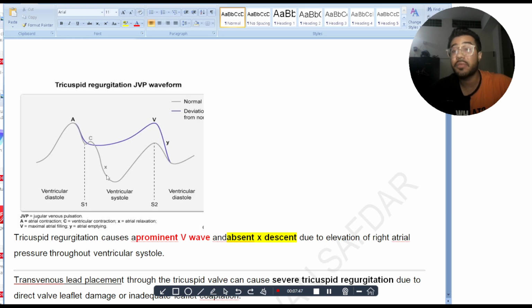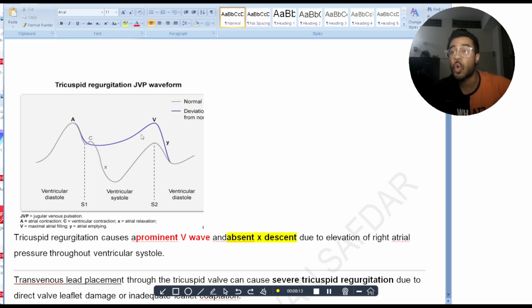The atria are relaxing, the pressure should fall. The pressure does not fall because the blood regurgitates back into the atria, and because there is more blood regurgitating back into the atria, when the atria start filling passively from the superior and inferior vena cava, the pressure is even greater in the V wave. That is a very prominent V wave and an absent X descent. So basically, in tricuspid regurg, you're going to get an all-round increase in the pressure in the atria.